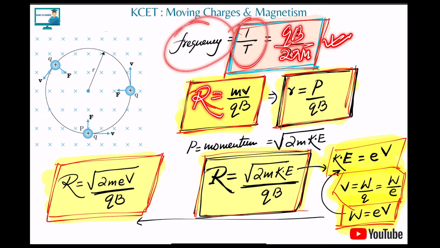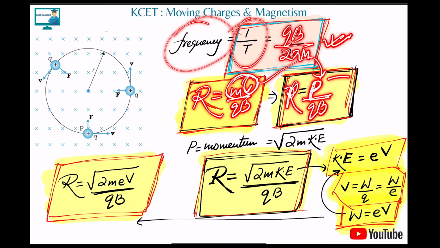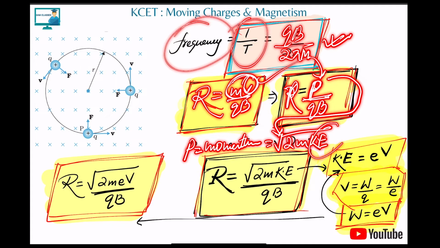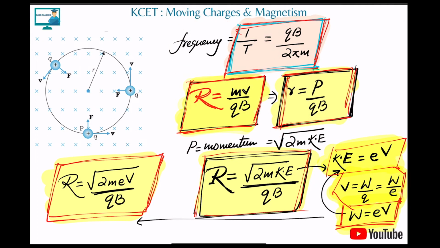Now next, again r we got as mv by qB. Now this mv is what, student? Momentum, correct? Product of mass into velocity. So r can also be written in terms of p by qB. The moment momentum came, we can relate that with kinetic energy also. We have a relation of momentum, which we will read in nuclear physics. Momentum is equal to what? Root under of 2m into kinetic energy. So now we have related the radius with the kinetic energy. So r is equal to what? Root under of 2m into kinetic energy by qB.